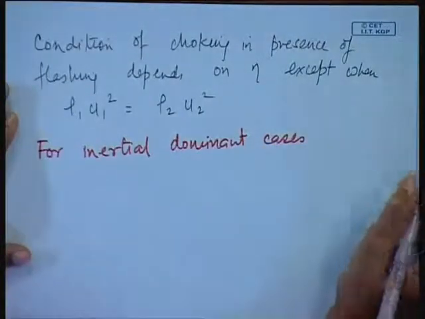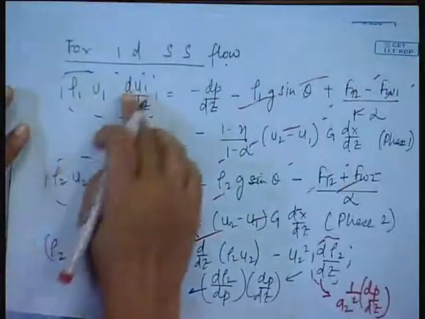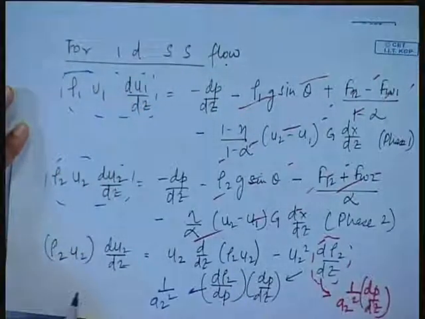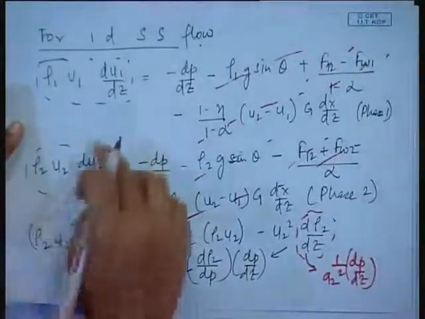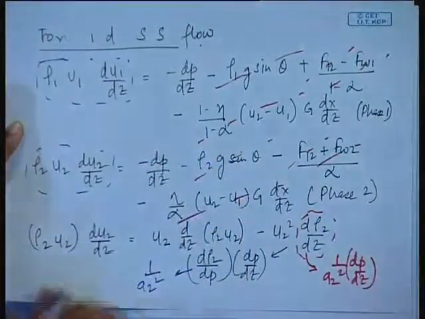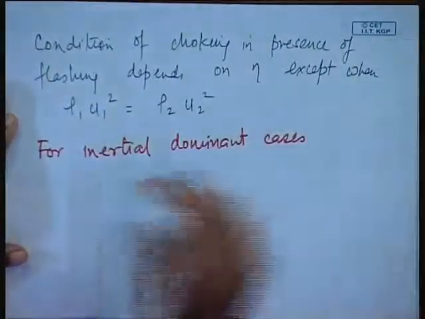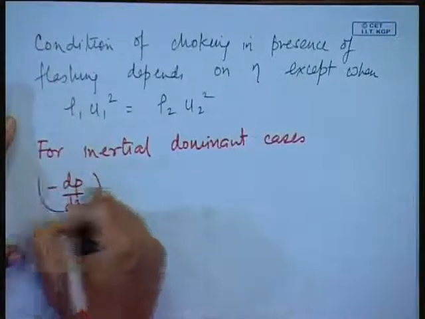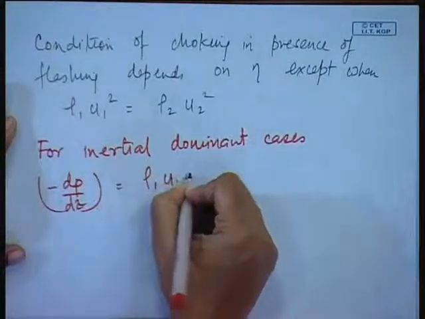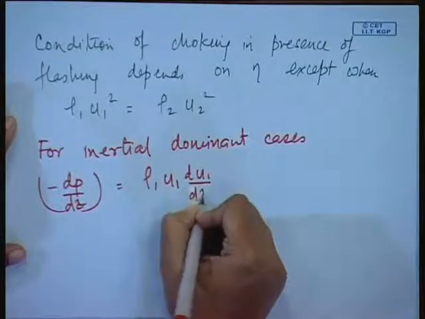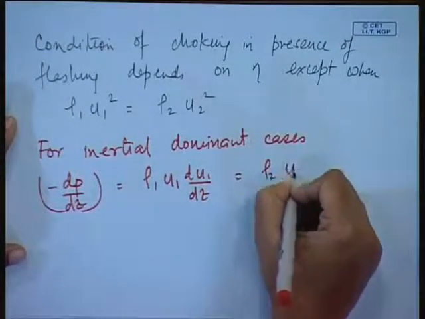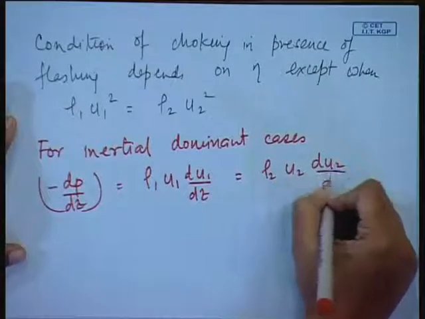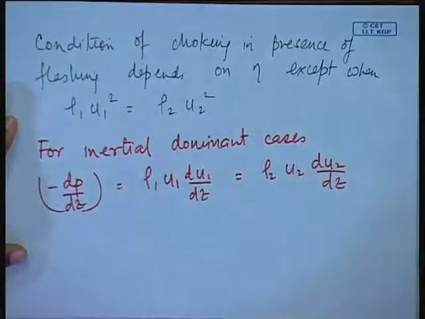So, for this case, what did we get from here? Rho 1 u 1 d u 1 d z equals minus d p d z. Similarly, rho 2 u 2 d u 2 d z equals minus d p d z. Let us write down these two terms. We get minus d p d z equals rho 1 u 1 d u 1 d z, and this is equal to rho 2 u 2 d u 2 d z. Yes or no? Correct?